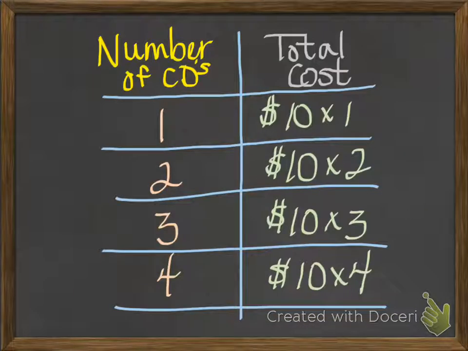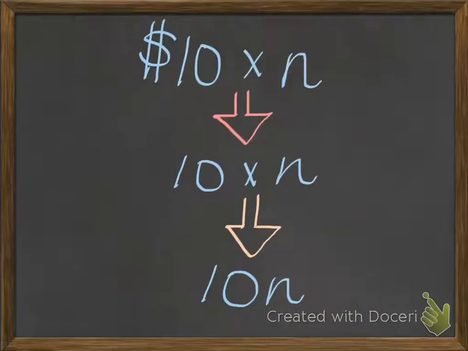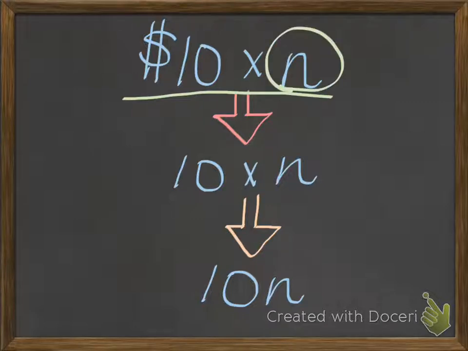Okay? So let's say we did make a chart to show how many CDs Drew bought. If he bought one, then the total cost would be $10 times 1. If he bought two, the total cost would be $10 times 2, and so on and so forth. So we know that the operation is multiplication. We're multiplying times $10. Now if we write down what that expression would look like, we would write it like this: $10 times n. So n represents the amount of CDs that he bought. We don't know how many he bought, but if we did, that number would be n.